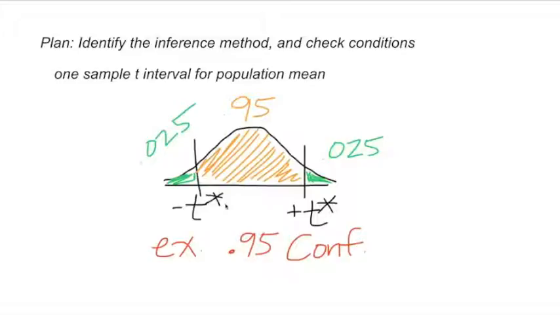So this is where, at whatever confidence level, here I have chosen 95%, the middle area will lie between the positive and negative t critical number. We will also need to know our degrees of freedom, which is n minus 1. For conditions, it's going to be random, 10%, and normal/large sample size.